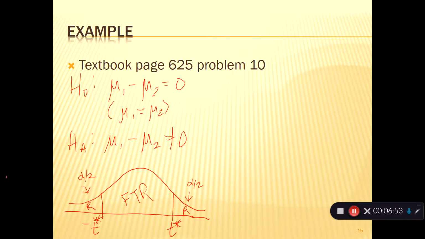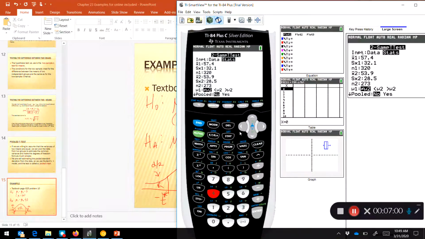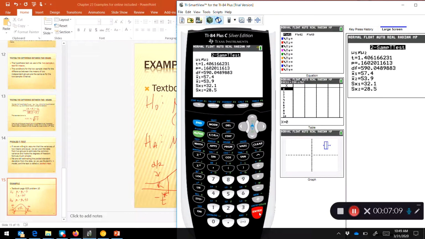Okay, so now let's go back to the statistics for a moment here. I'll keep that. And I've filled in all of the information. We're doing a two-tailed test. No, we're not going to pool. Let's go down and calculate. And this is what we get. Notice my T here is 1.406, and the probability P that goes with it is 0.1602. The degrees of freedom is 590.05 right here, and it shows me my summary statistics, okay?